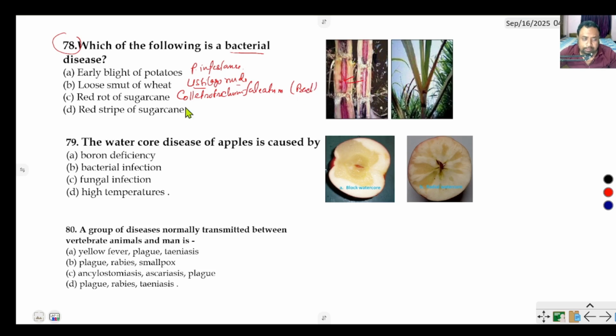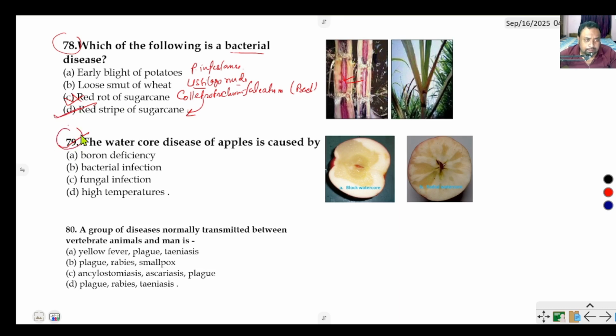This is a symptom of this disease. Red stripe of sugarcane. Red rot of sugarcane and red stripe of sugarcane are not the same. Red rot is Colletotrichum falcatum, and red stripe of sugarcane is the bacterial disease. So the correct option is D.